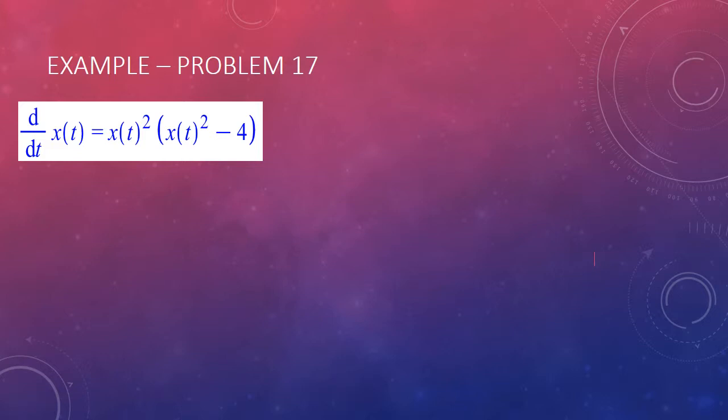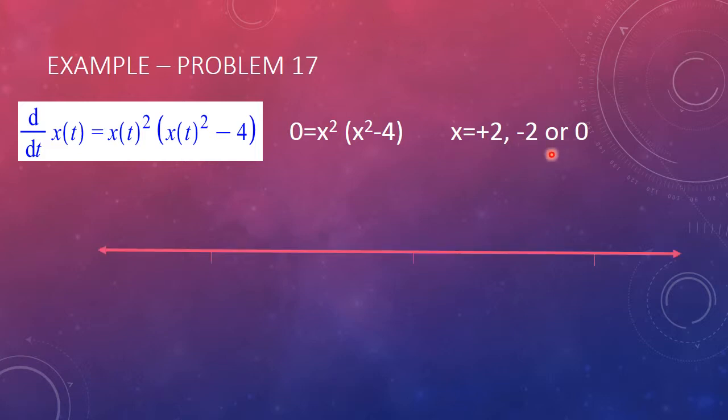Let's try one more example. Let's try this one. So let's find the critical points. Set the derivative equal to 0. We're going to find three critical points, plus 2, minus 2, and 0. So now we have three critical points we have to deal with, and we're going to evaluate our phase diagram the same way.